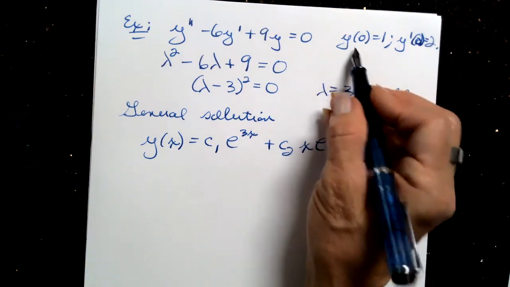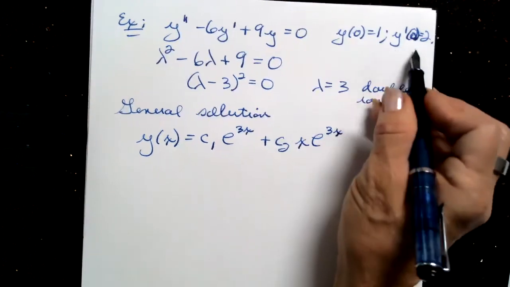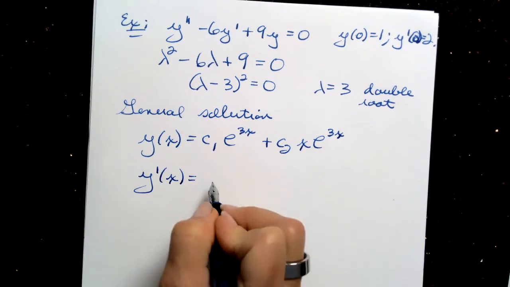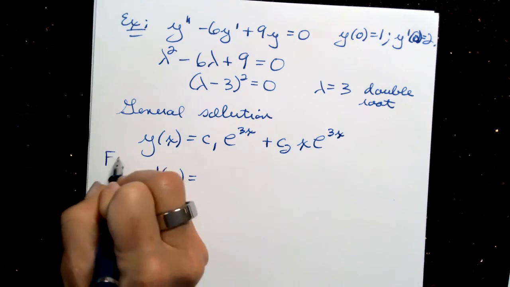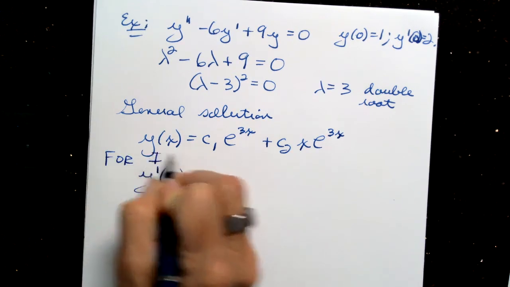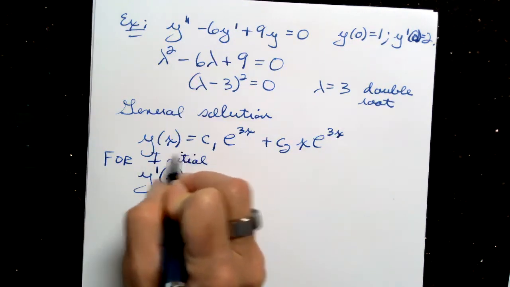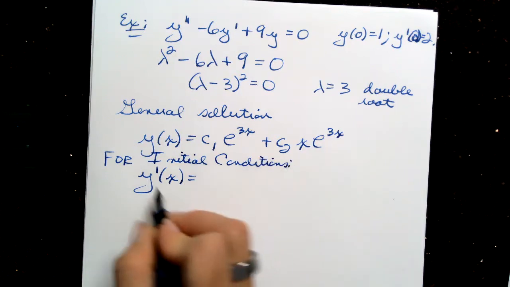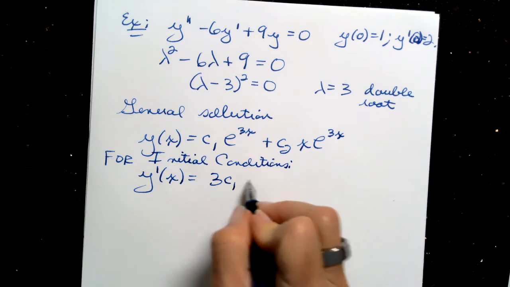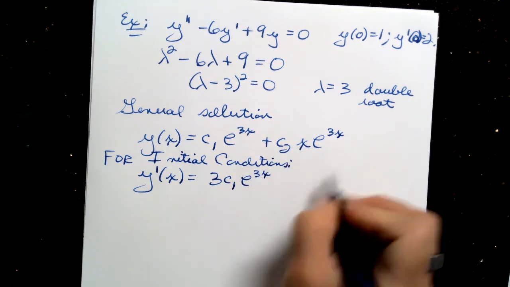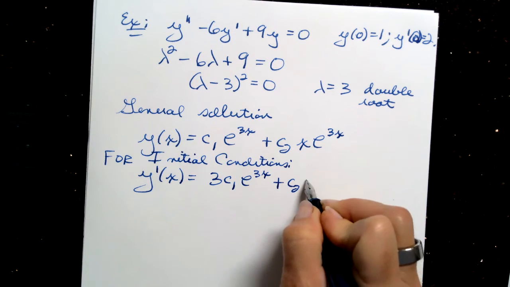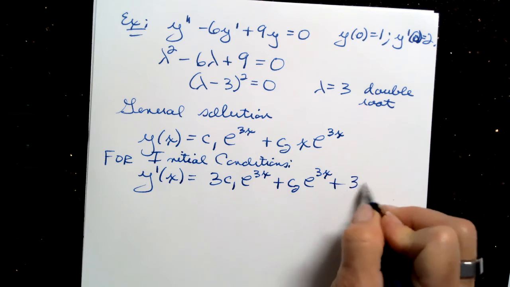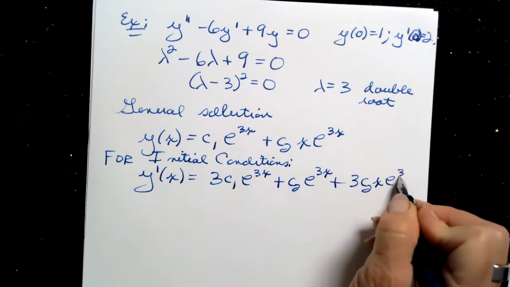So we're going to need y at 0. That's easy to evaluate, but we're also going to need y prime at 0. So that means we're going to need to evaluate y prime. Okay, so y prime of x is going to be 3c1 e to the 3x. Here I have to use the product rule, so I get c2 e to the 3x plus 3c2 x e to the 3x.